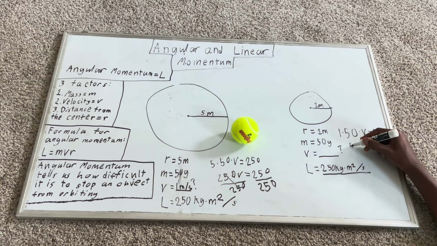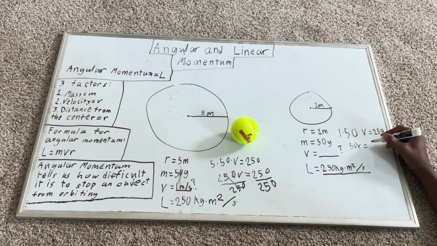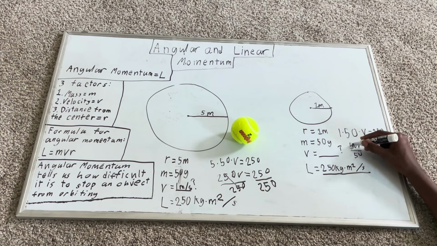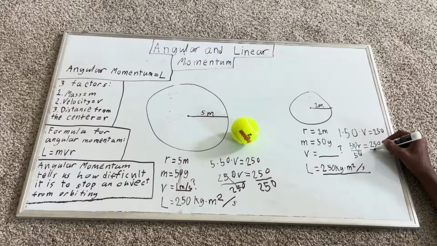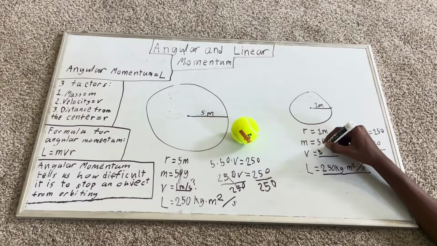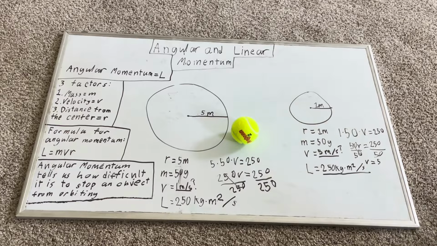This is essentially 50 v is equal to 250. We can divide 50 on both sides to once again isolate v. This makes v equal to 5, so we can put 5 meters per second.